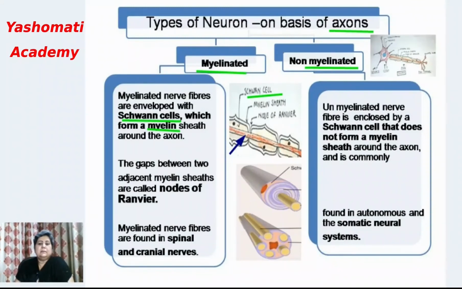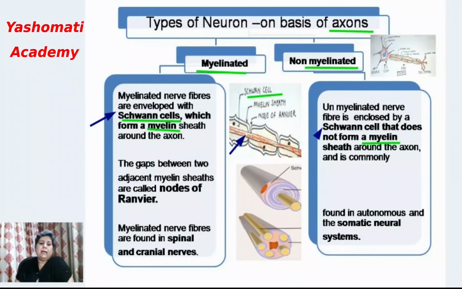If the axon has the myelin sheath around it, it is called myelinated. If it does not have that myelin sheath, it is called non-myelinated. We must remember that Schwann cells are present in both types of axons. These cells are present, but in non-myelinated axons they do not produce the myelin. Myelin is not produced, so because of that they are called non-myelinated.